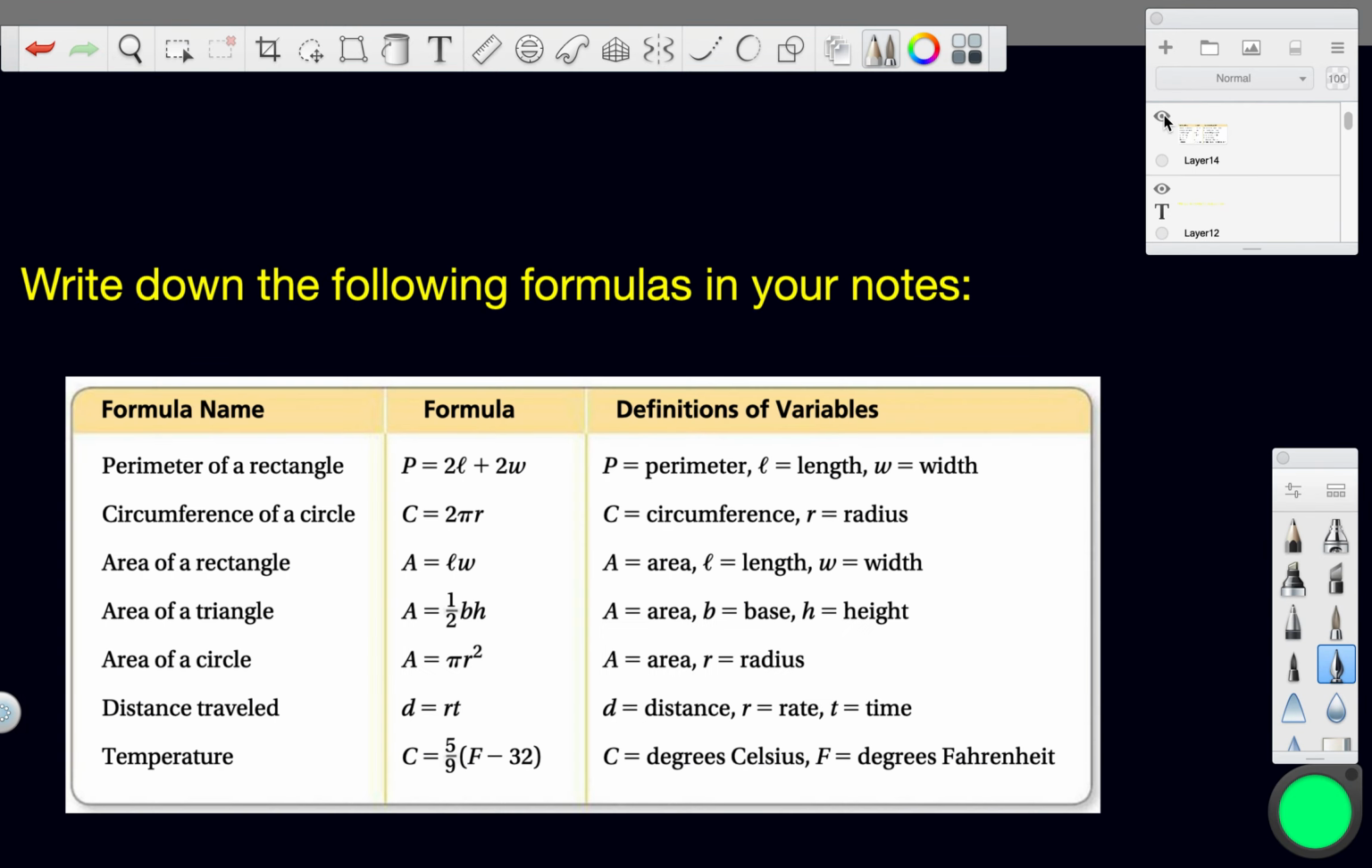I need you guys to write down the following formulas in your notes. So what we've been working with before were literal equations. What we're going to be working with now are formulas, and you have this definition in the beginning of this section, but formulas, again, are equations that state relationships between quantities. So they're representing something. Like we have here, perimeter of a rectangle, circumference of a circle, area of a rectangle, distance traveled, temperature. They're all formulas that represent something. So please write this chart down. It's really important. And we are going to use some of these formulas in the next equation. Okay?